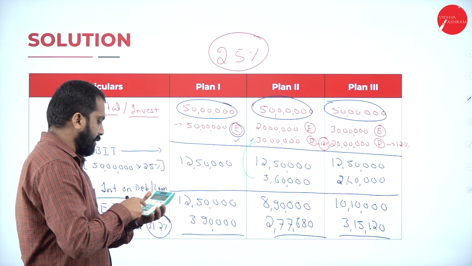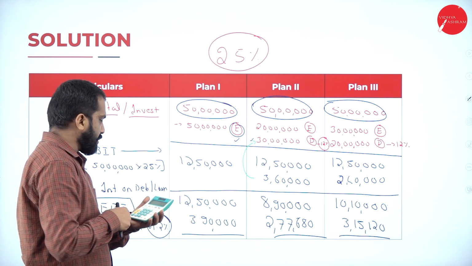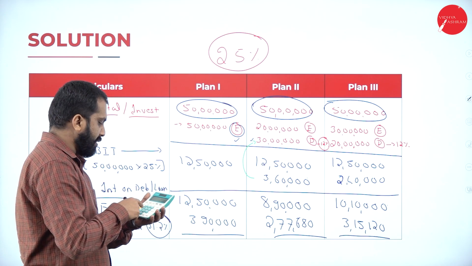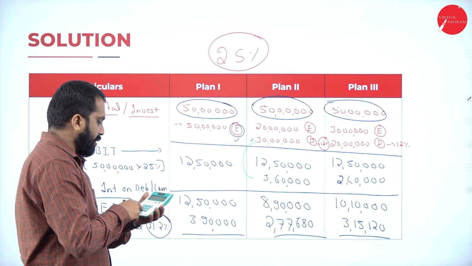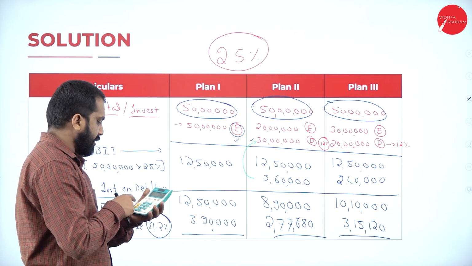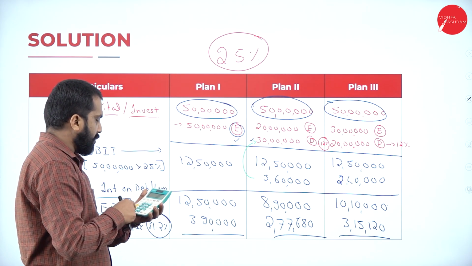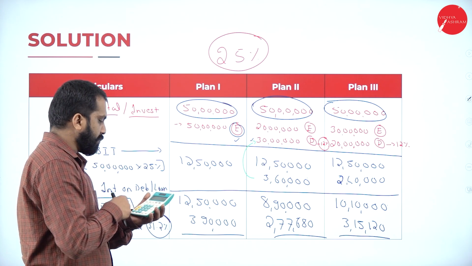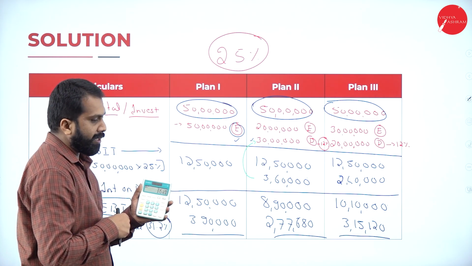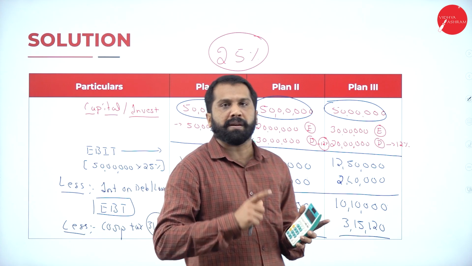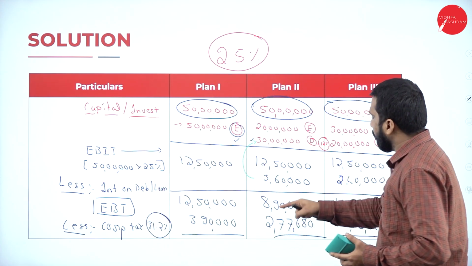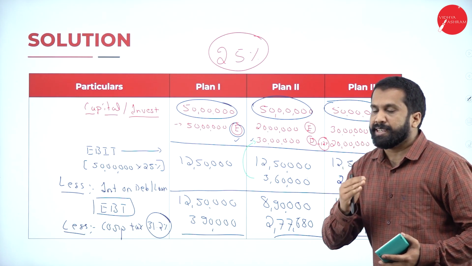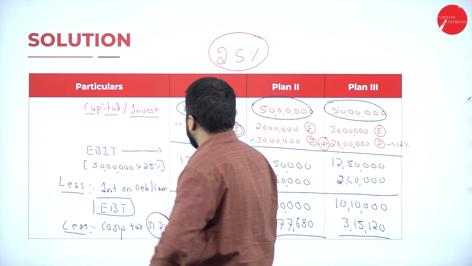12,50,000 multiplied with 31.2%. First one is correct. 8,90,000 multiplied with 31.2%. It is correct. And the last one, 10,10,000 multiplied with 31.2%. 3,15,120. It is proper actually, so there is no mistake. Now we'll go for the next step. What is the next step here?